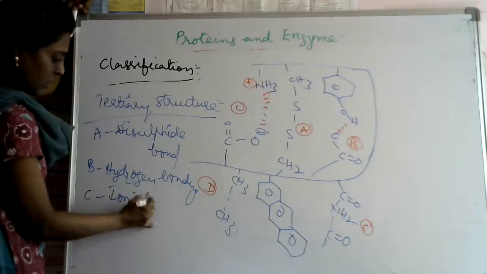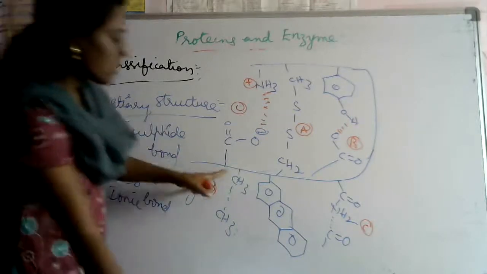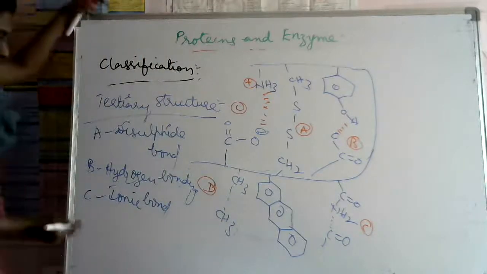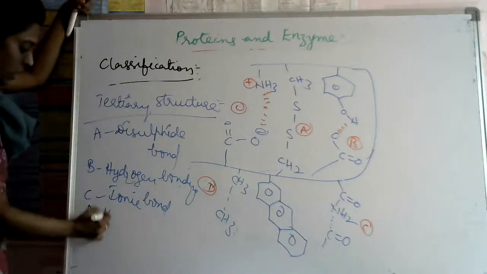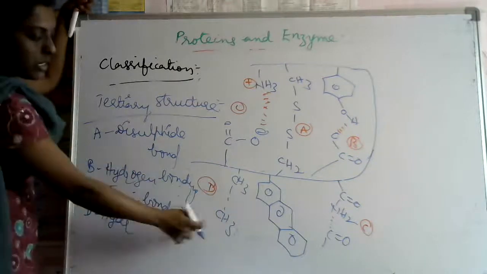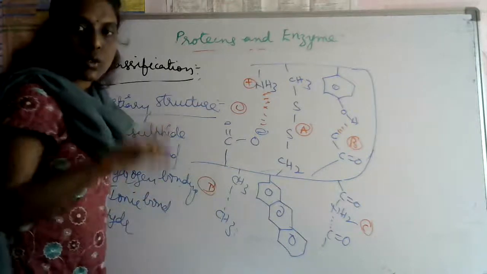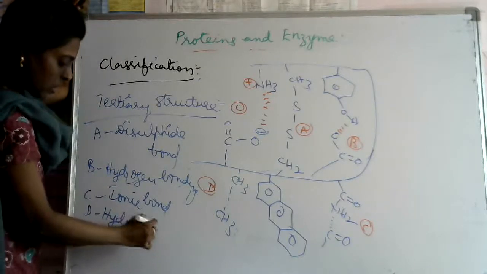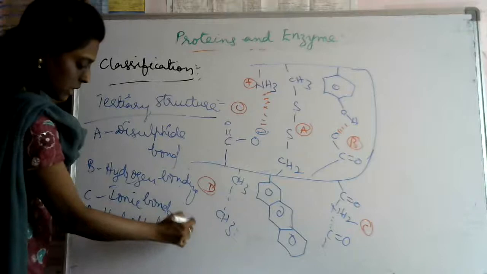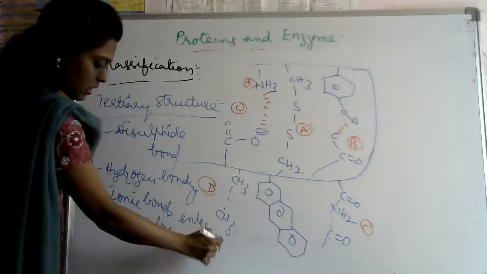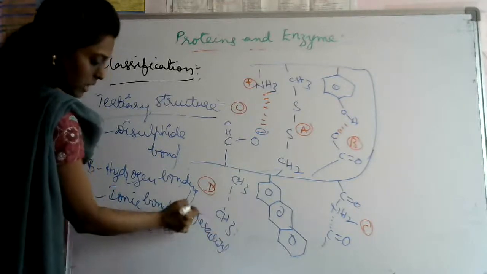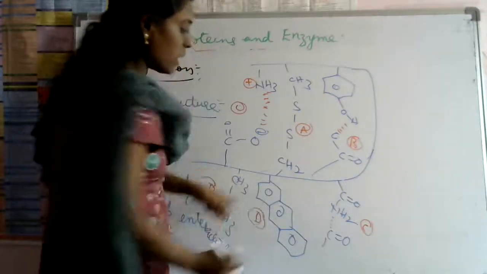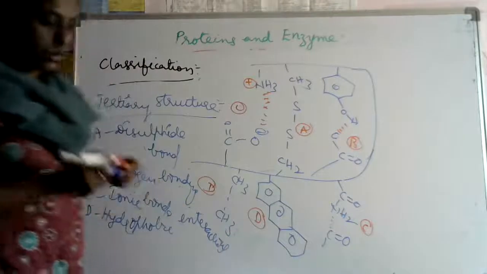Ionic bond. Here these two are similar groups which have hydrophobic interactions. D is hydrophobic. These are not polar, non-polar interactions. Non-polar is nothing but hydrophobic interactions. Hydrophobic interactions are there. And this is also D type, meaning hydrophobic interactions are present in this one.